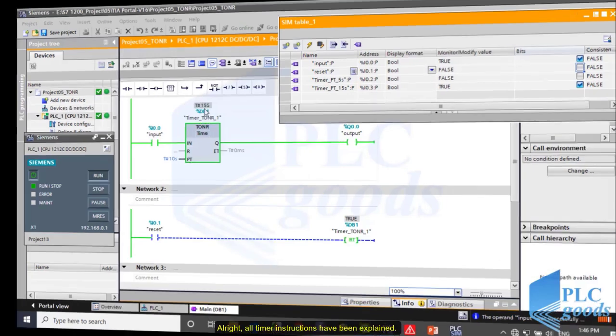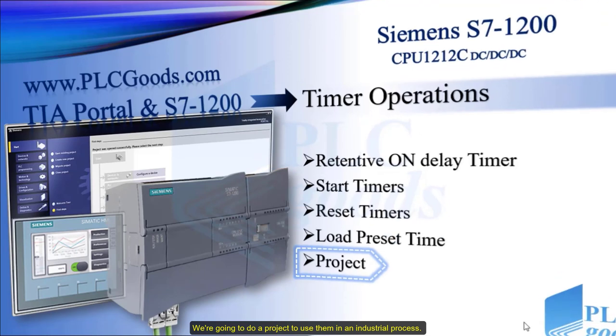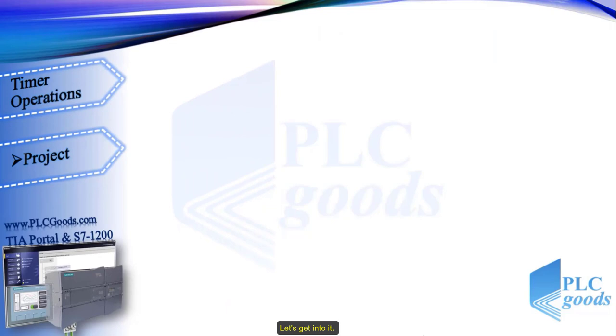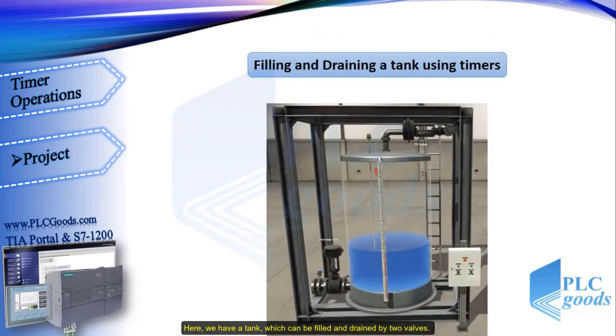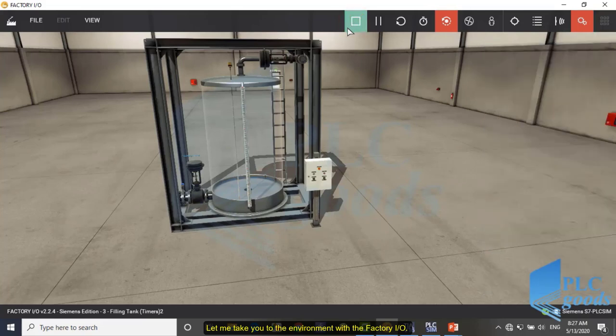Alright, all timer instructions have been explained. We are going to do a project to use them in an industrial process. Let's get into it. Here we have a tank which can be filled and drained by two valves. Let me take you to the environment with the Factory I/O.